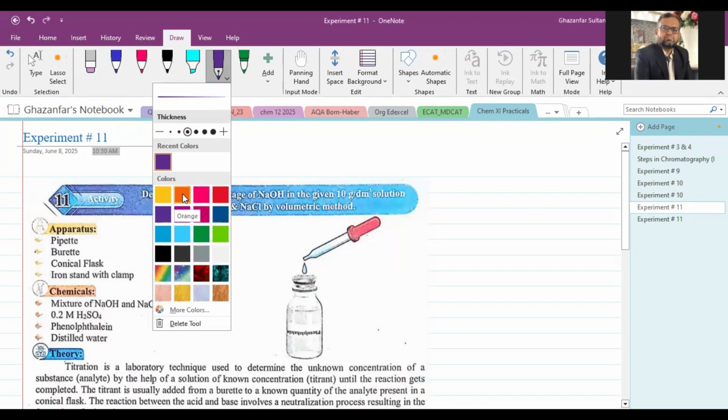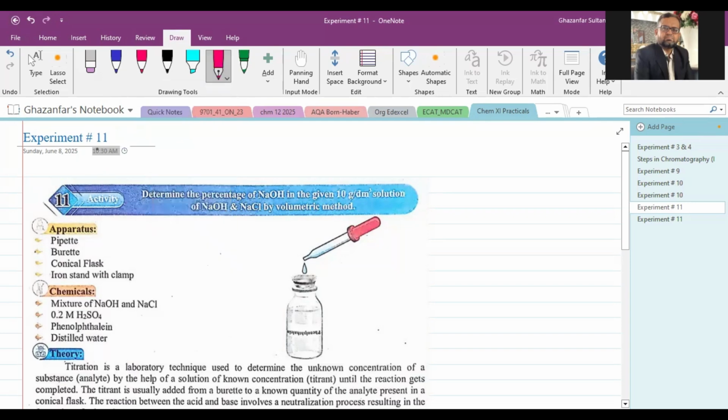Assalamu alaikum students. Today we are going to see the practical activity number 11, or the experiment number 11, in the new book of first year chemistry, Karachi Intermediate Board of Education.